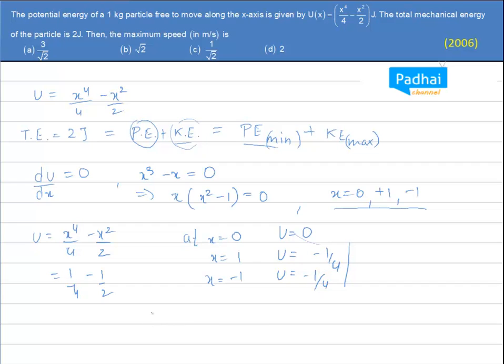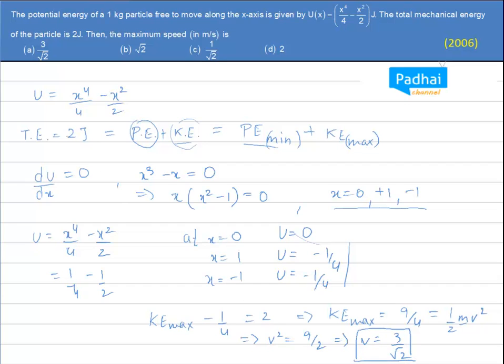So that means KE max minus 1 by 4, which is the minimum potential energy, will be equal to 2. So KE maximum will be equal to 2 plus 1 by 4, which is 9 by 4. And this is equal to half mv squared, right? And m is 1. So that means v squared will be equal to 9 by 2, so v will be equal to 3 by root 2. That means option A is correct.